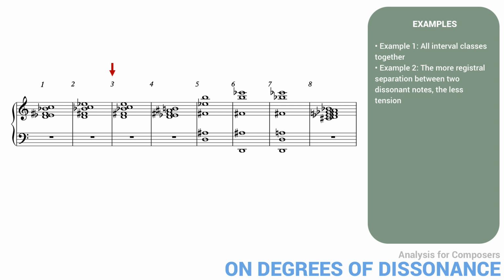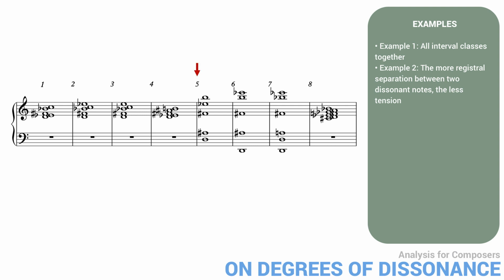Now, example 3. Here, the E flat has become an E natural. There are no minor seconds in the chord anymore. The effect is gentler. Example 4. Now there are two minor seconds, D to E flat and A sharp to B. As you would expect, the result is more intense.